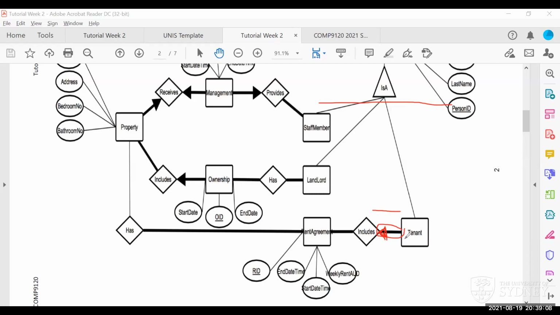So I may rent two or three different properties. So in this case, I may be included in multiple rental agreements. So using an arrow, a thick arrow, is also not quite right. So the most appropriate one is definitely the thick line. Okay.